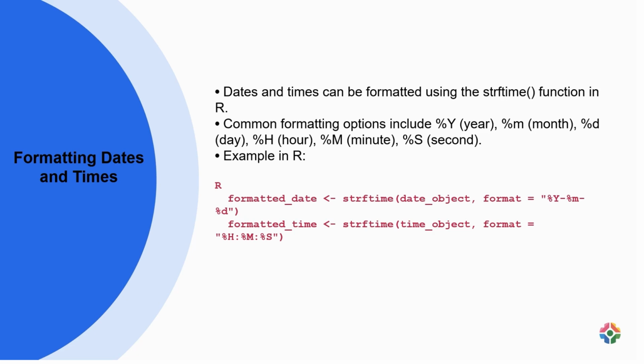For instance, to format a date stored in a variable called date_object as YYYYMMDD, the strftime function would be employed like this. Formatted date, strftime date_object, format equals %Y%m%d. Similarly, to format a time stored in a variable named timeObject as HHMMSS, the following line of code would be used. Formatted time, strftime, timeObject, format equals %H%M%S. By understanding and using the strftime function with appropriate format symbols, users can precisely format dates and times to meet their specific requirements in data analysis and visualization tasks.